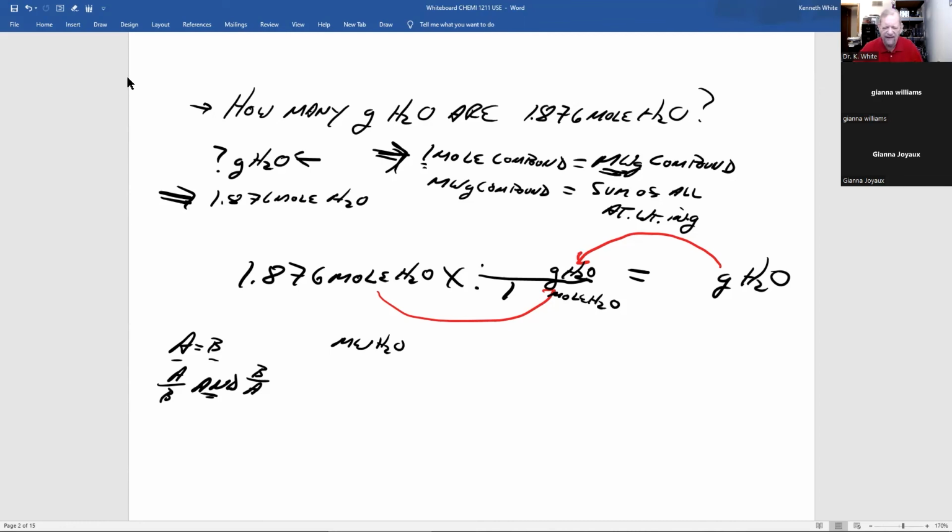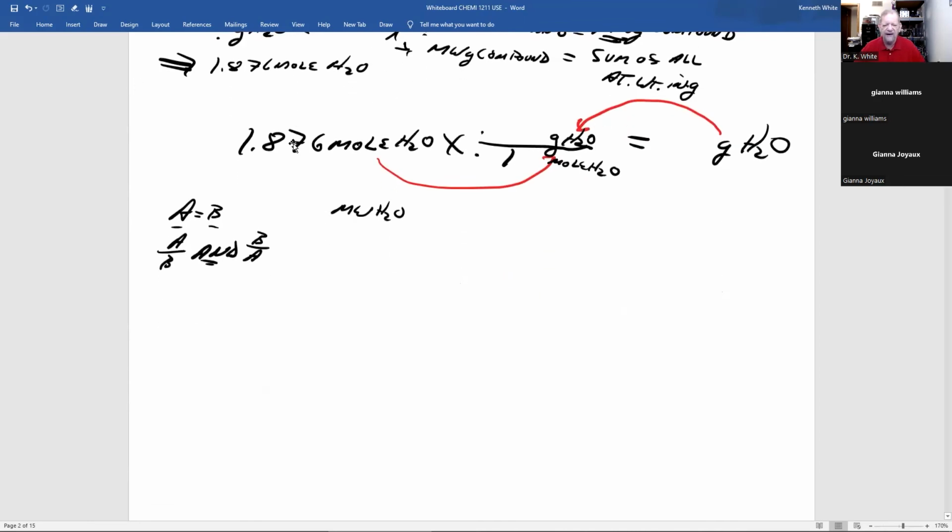The molecular weight was given to you in test number 1, and we'll give it to you in quiz 3, 4, 5, 6, and test 2, though not the ACS. The molecular weight is the sum of all atomic weights. We have 2 hydrogen and 1 oxygen. Each hydrogen, if you look at the periodic table, to 3 significant figures, has an atomic weight of 1.01. Each oxygen, to 3 significant figures, is 16.0.